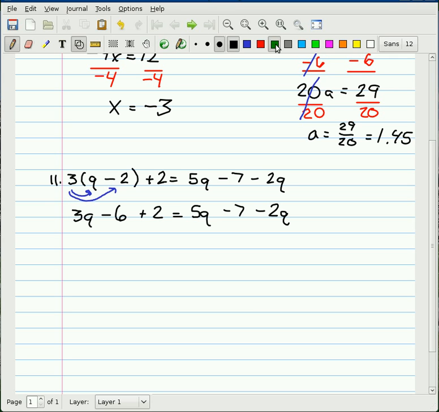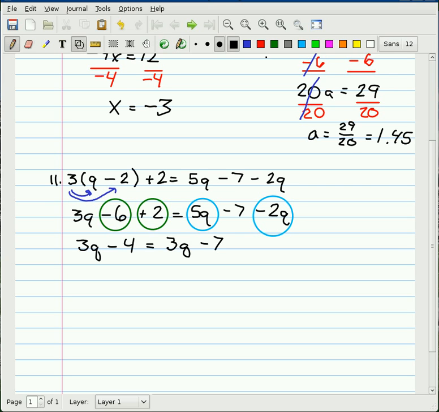You'll notice that on both sides I have some like terms that I can combine. I have a minus 6 and a plus 2, and over here I have a 5q and a negative 2q. When you combine those terms on the left side, you end up with 3q minus 4 equals 3q minus 7.